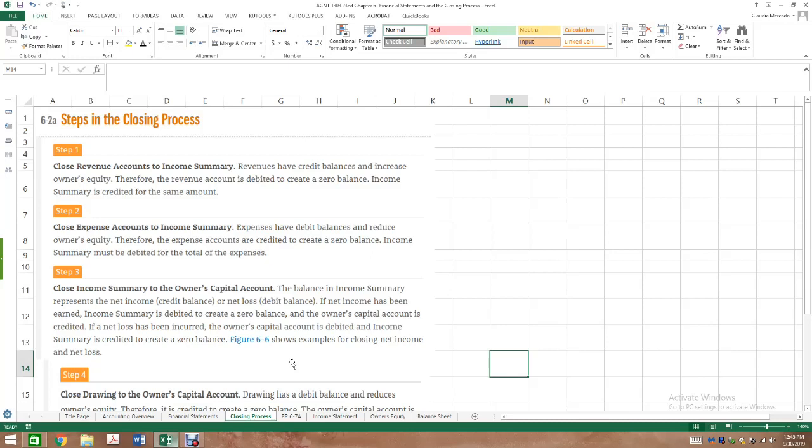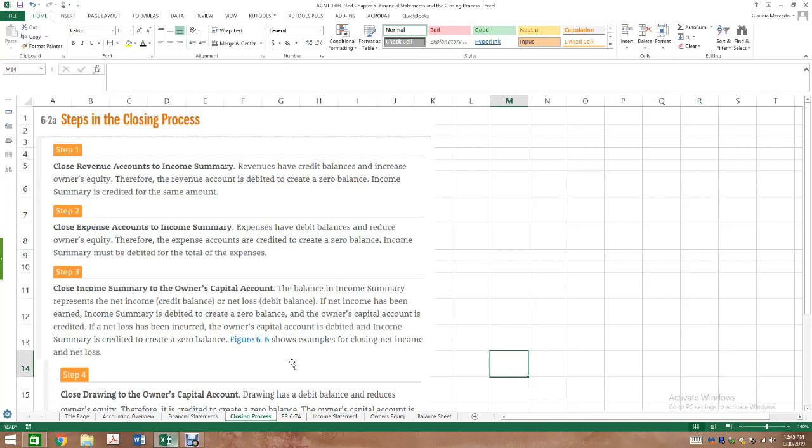So the closing process entails closing out all of your temporary accounts. Now, there's a sequence of 4 steps that must be completed in the closing process. The first step, we're going to close our revenue accounts to income summary. Income summary is a brand new account, and it's only utilized during the closing process. Income summary throughout the whole year has a 0 balance. At the end of the year, when we're doing our closing process, we have transactions post to it, but then we zero it out that same day. So it's basically a temporary account that is utilized for closing purposes.